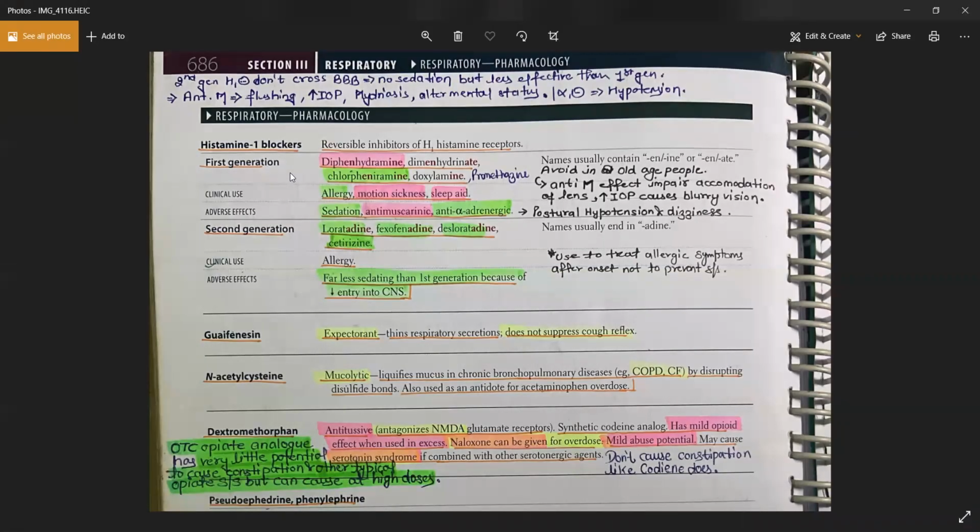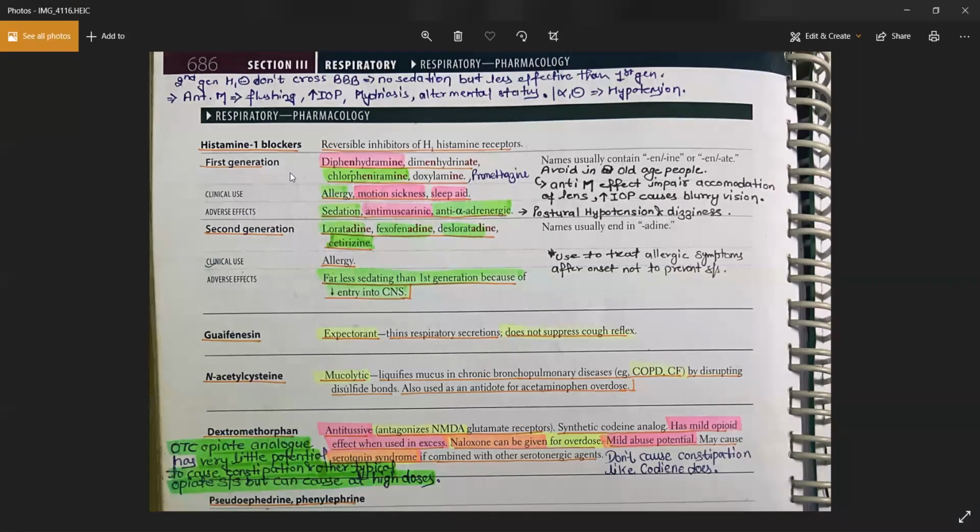H1 is present in the brain and on the lungs, but not on the mast cells, of course. Mast cells release the histamine, not the receptors. H1 is found on nerves, on the lungs mainly, and in the brain. Remember the vomiting center has receptors for histamine. So the vomiting center has an H1 receptor, and the lungs have an H1 receptor.